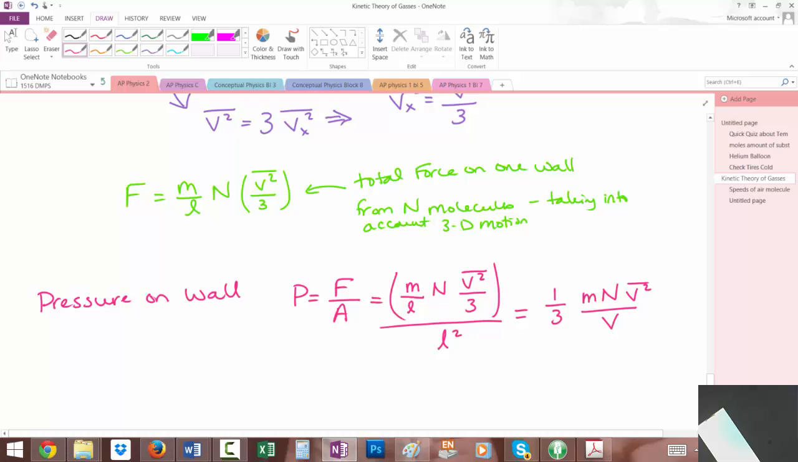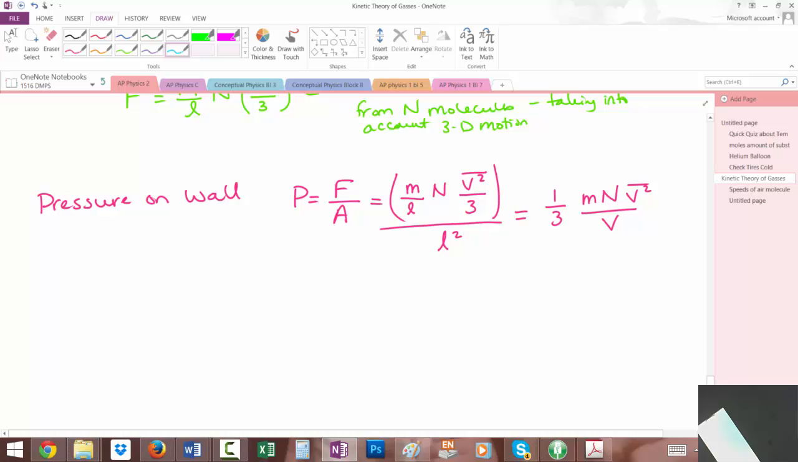Okay. And because I can, this is that whole manipulation because it's fun, right? I'm going to multiply by V. So now I've got PV on one side is equal to 1/3 times m n V squared average. And is that all okay? Yeah. And I wanted to do one more thing here.